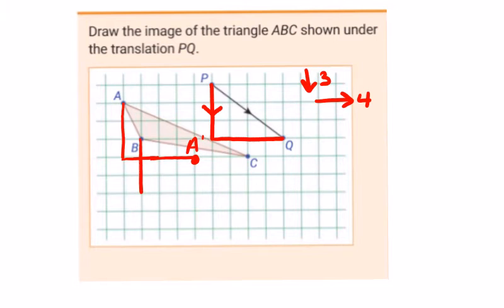B down 3 across 4 becomes B prime, and C down 3 across 4 becomes C prime. And if you're doing this in an exam, you could rub your lines out, or you could do dotted lines and then just connect your points. Just put A back in, A prime. So connecting these, A prime, B prime, B prime, C prime, A prime, C prime, and we have our image.